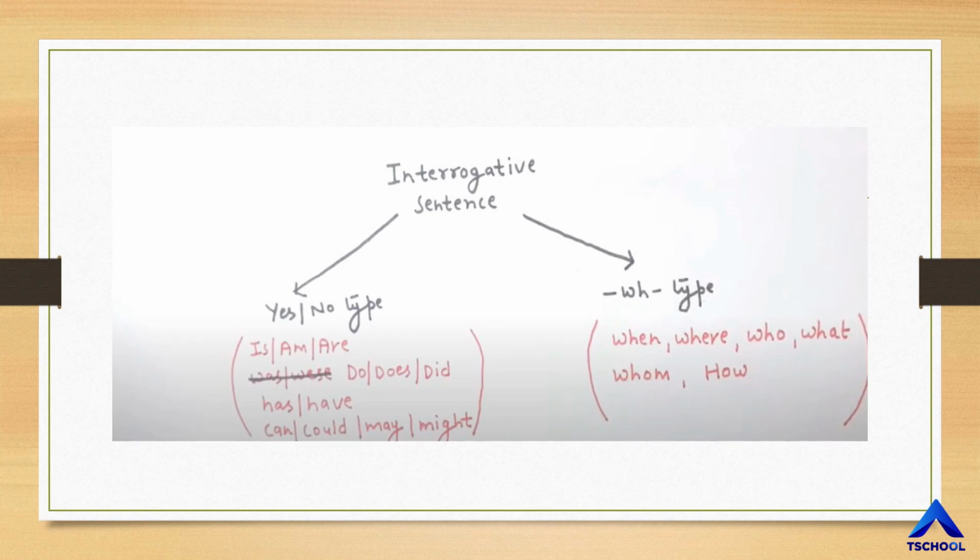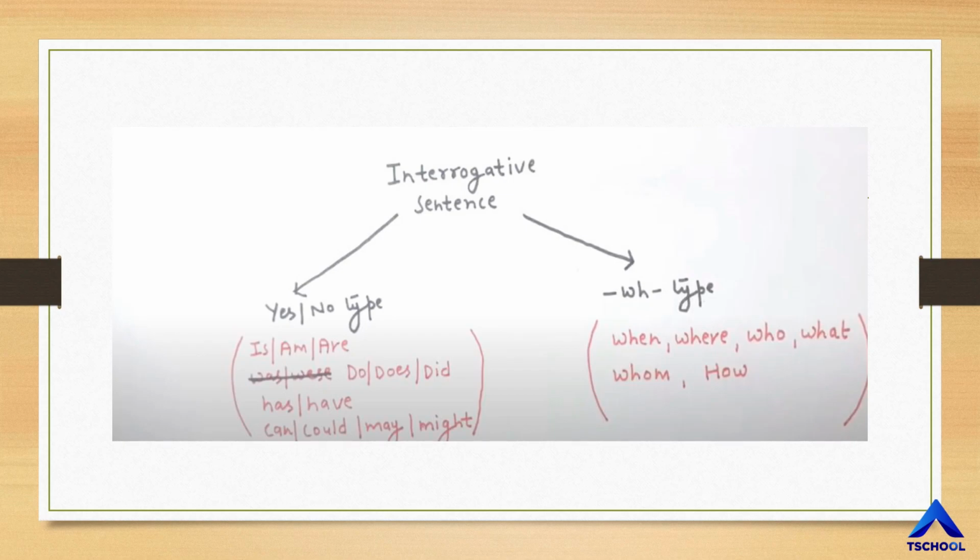Here, talking about the interrogative sentence. Interrogative sentences have been divided into two parts, the yes-no type and the WH type. What is the yes-no type? Those kinds of questions where you need to answer either yes or no. The question may start with is, am, are, do, does, did, have, has, can, could, may, might. We need to answer it either in yes or no.